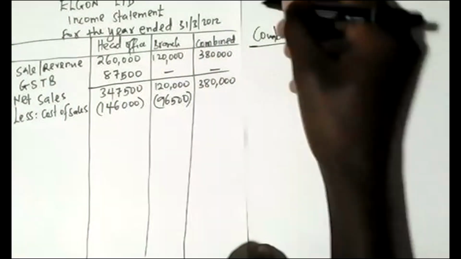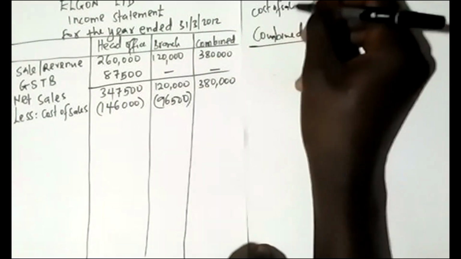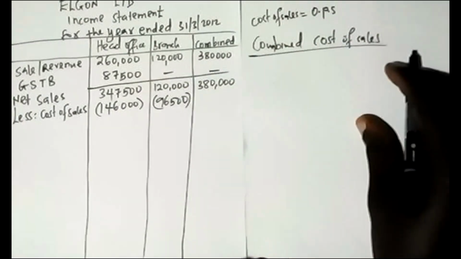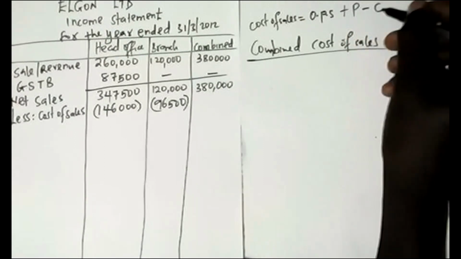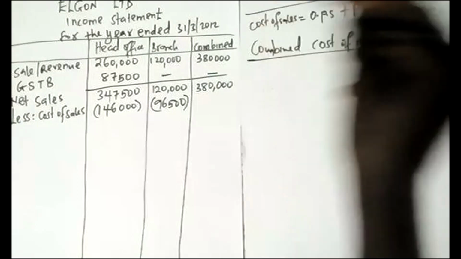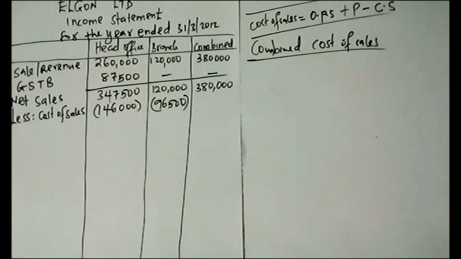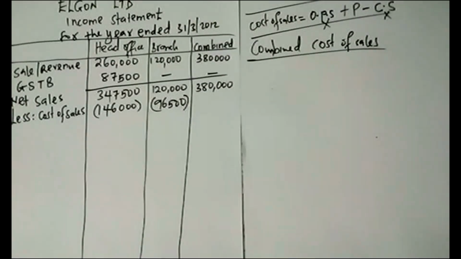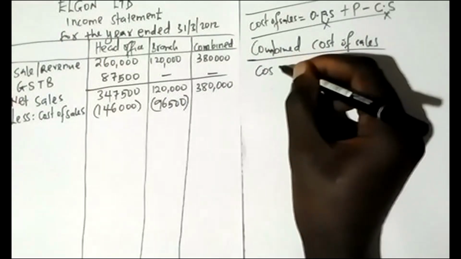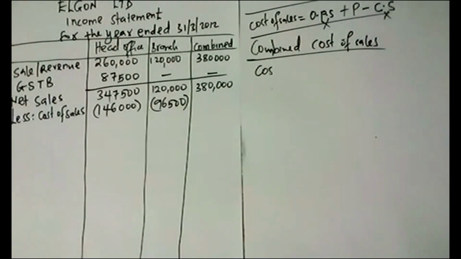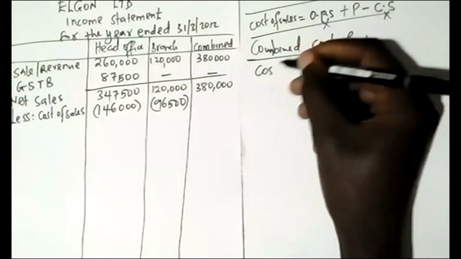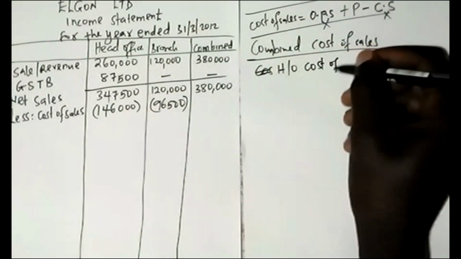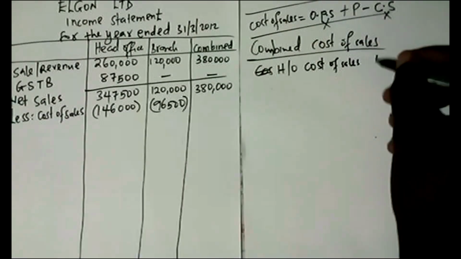So for the combined cost of sales, you know that cost of sales is equal to opening stock plus purchases minus closing stock. But now we don't have to use this formula. What I'm trying to express here is that it includes stocks. So my cost of sales for the head office, let me write head office cost of sales, is 146,000.